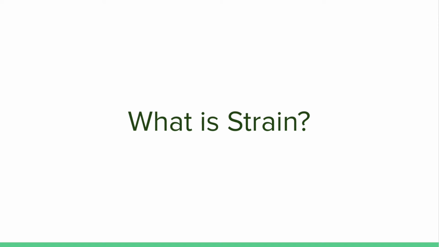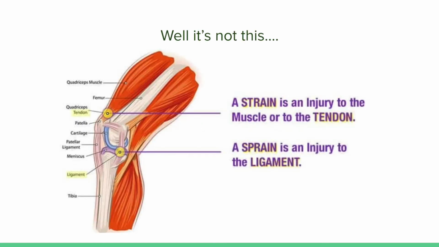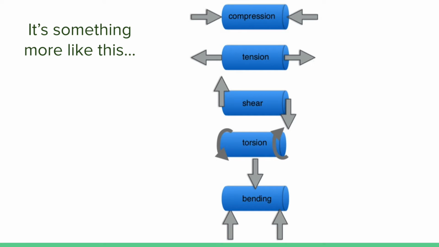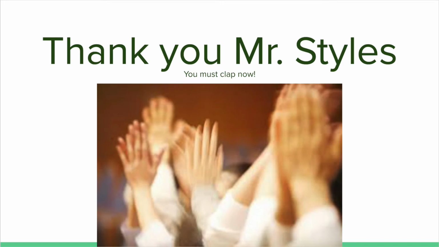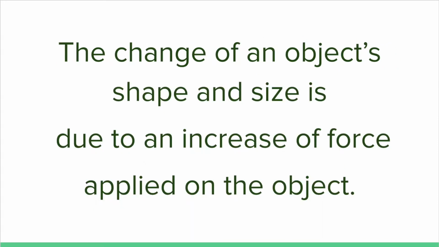So, what is strain? Well, it's definitely not this. It's something more like this. To put it simply, strain is the normalized deformation within a rigid body's displacement. As my close friend Harry Styles would say, and I quote, there are two types of strain, one producing size changes by elongation or contraction, and the other producing shape changes by angular distortion. Thank you, Mr. Styles. But honestly, that's a lot.